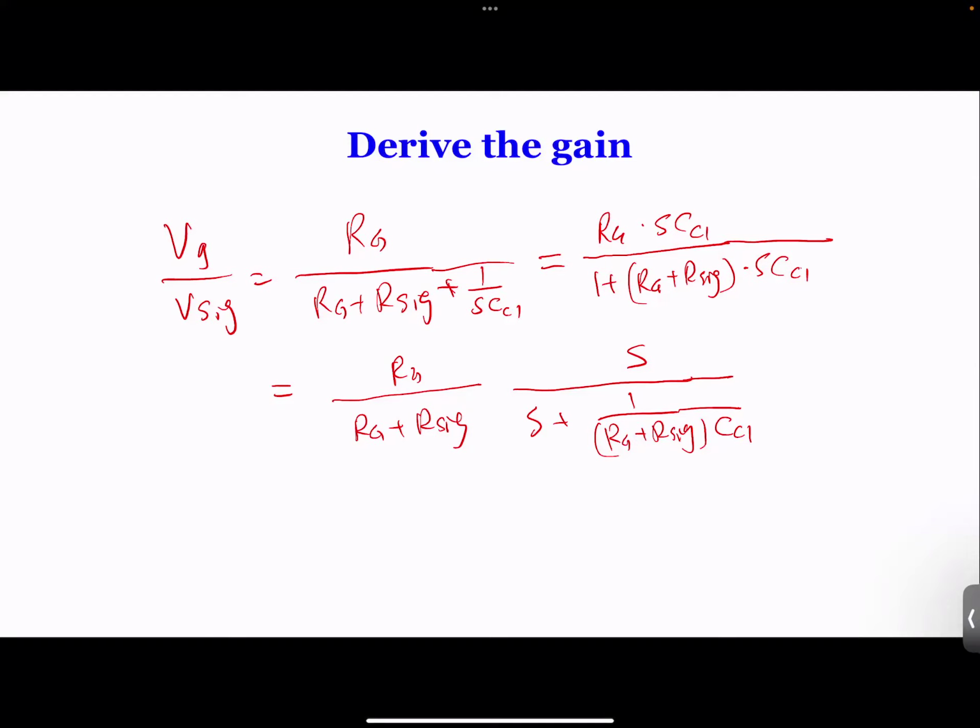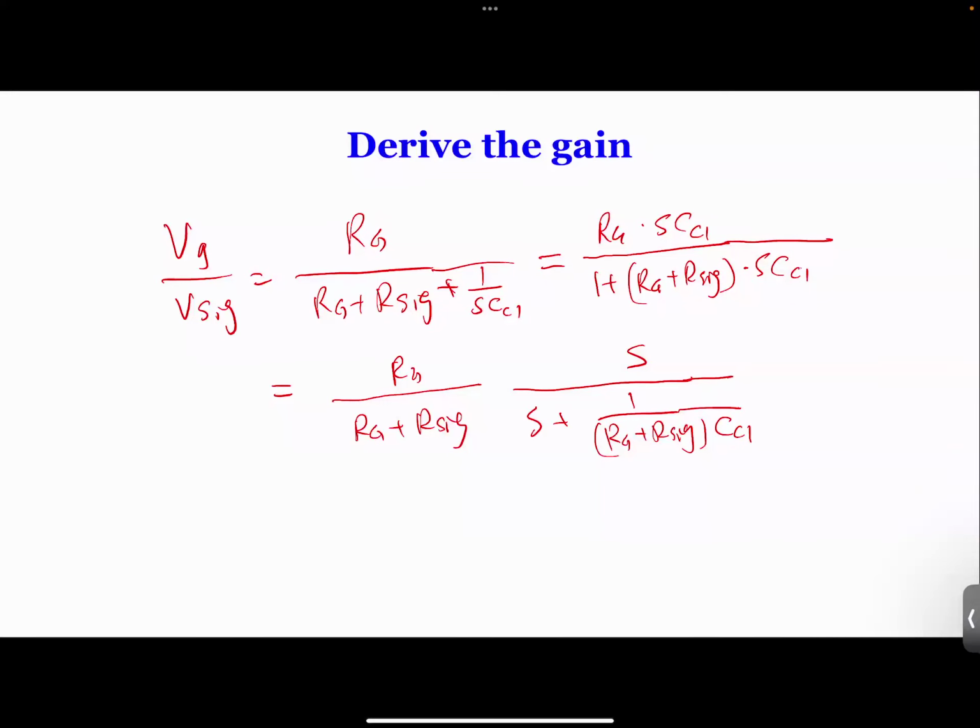So when S is big, what happens? S much bigger than this one. Then we can get rid of this. We get rid of this, S over S equal to 1, and therefore this is your mid-band gain. Okay, that's only between these two. It's not the whole circuit, overall circuit gain. It's only these two.